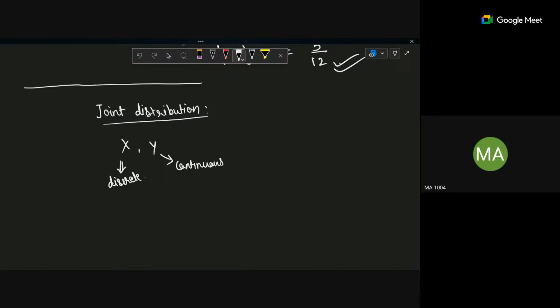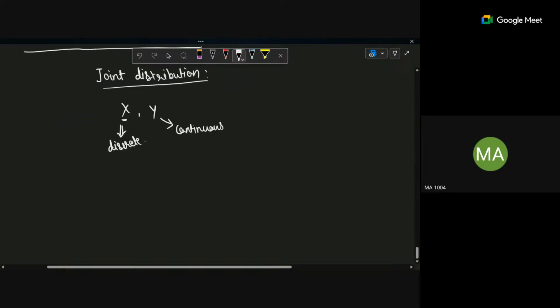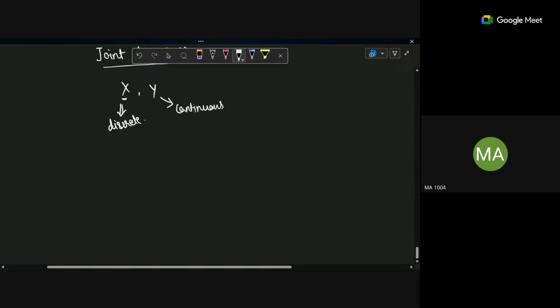First, tell me, is it possible that you define two random variables, one discrete and one continuous, and now you define a joint distribution? Is it possible? Yes, ma'am. Yes, of course it is possible. The thing is, we will have some liberties due to this discreteness of x. So just check how we use it.